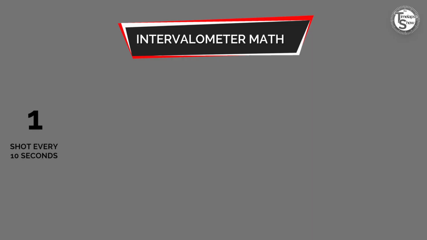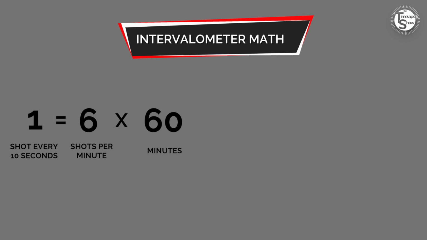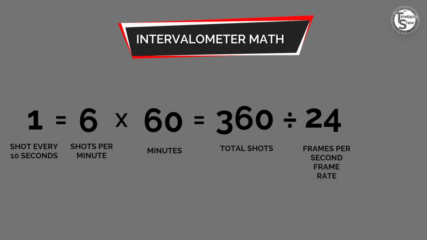One shot every 10 seconds equals 6 shots a minute, times the 60 minutes that I'm shooting, equals 360 shots. That's the total that I need. I divide by the necessary 24 shots per second, and we get a 15-second shot. So hopefully, from a math perspective, that makes a little bit of sense.